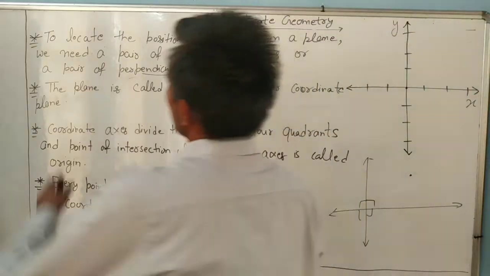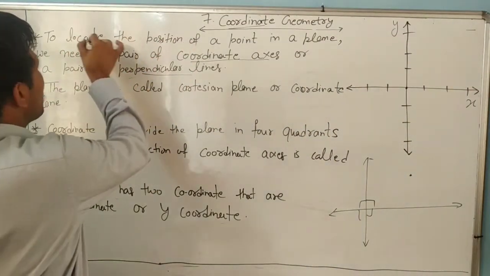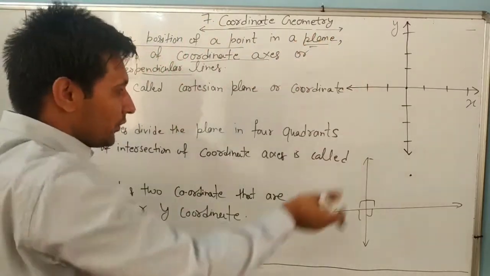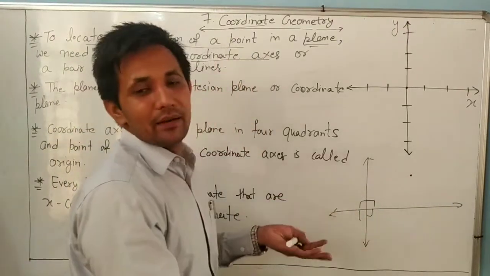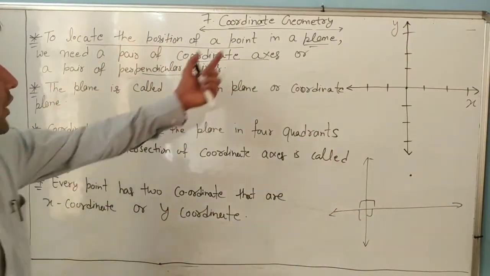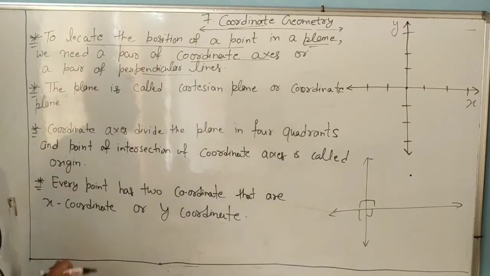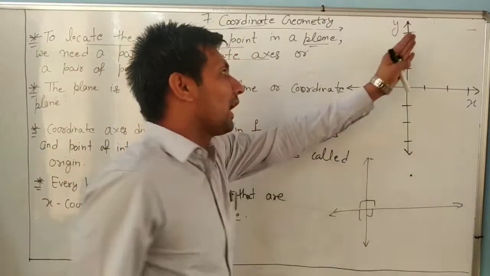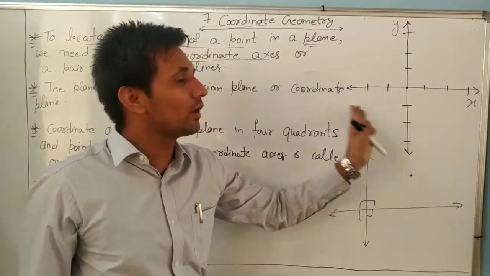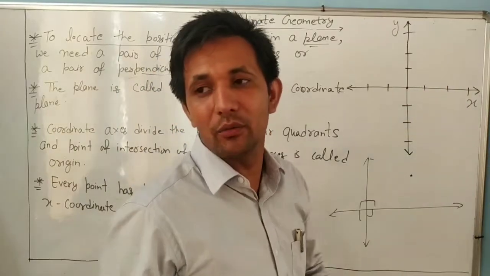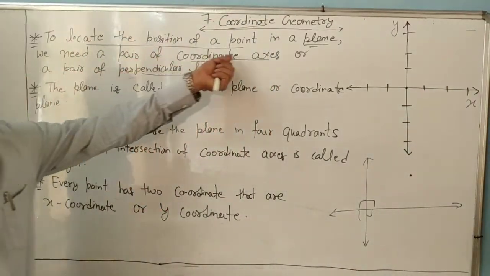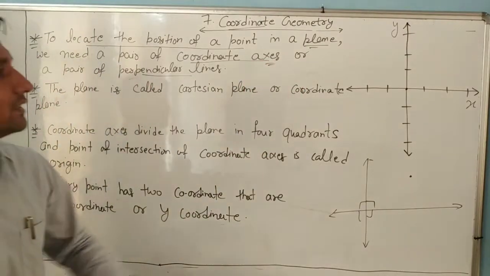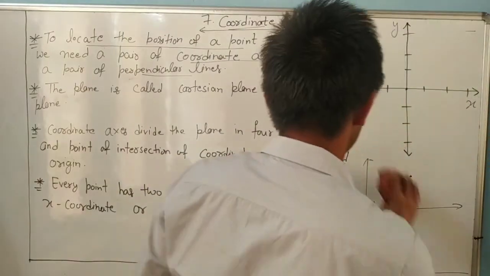So first note down, to locate the position of a point in a plane. Plane means where we are showing our points. Our board is a plane, okay? So in a plane, we need a pair of coordinate axes. What is the meaning of coordinate axes? These perpendicular lines. Either you can say perpendicular lines or coordinate axes. So a pair of coordinate axes or a pair of perpendicular lines. These are perpendicular lines. Look here.